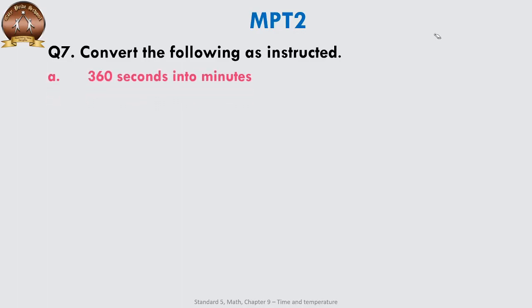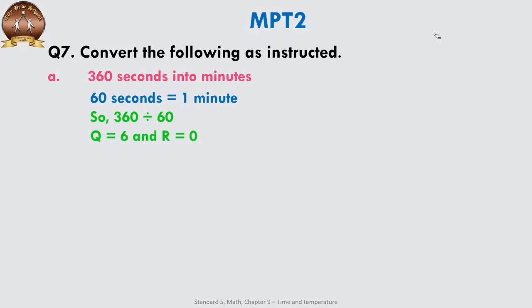Convert the following as instructed. The first one states 360 seconds, you have to convert it into minutes. How do you convert a smaller unit into a bigger unit? By dividing. 60 seconds make 1 minute. So 360 divided by 60, you get the quotient as 6 and the remainder as 0. So the answer is 6 minutes.